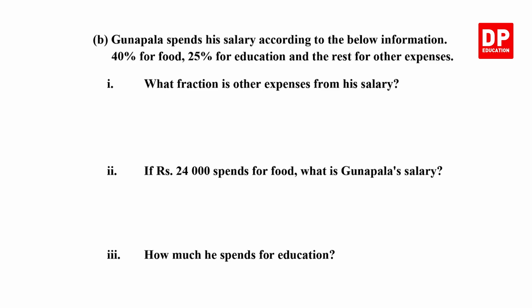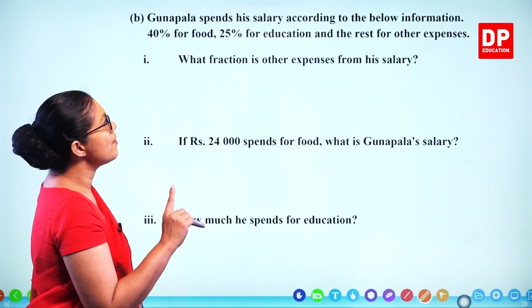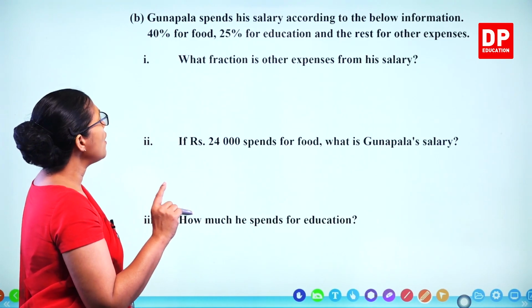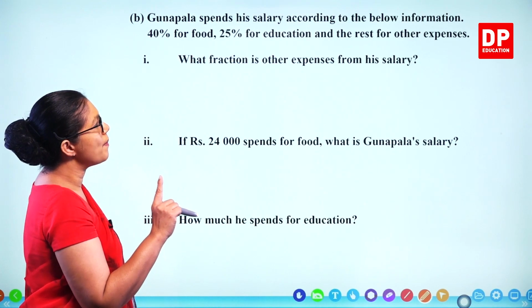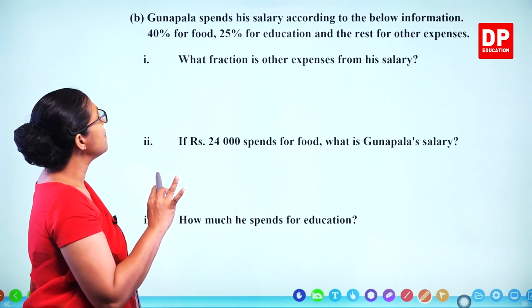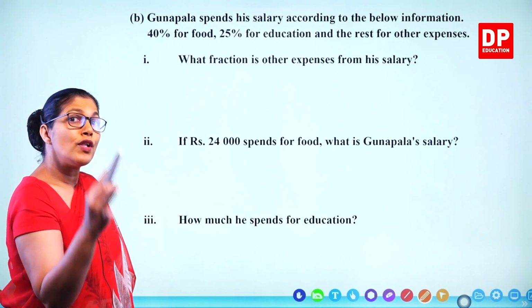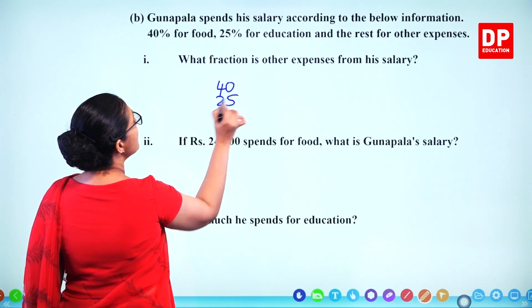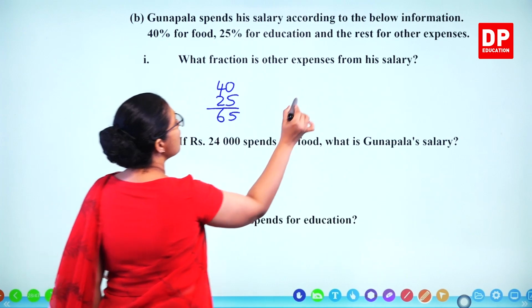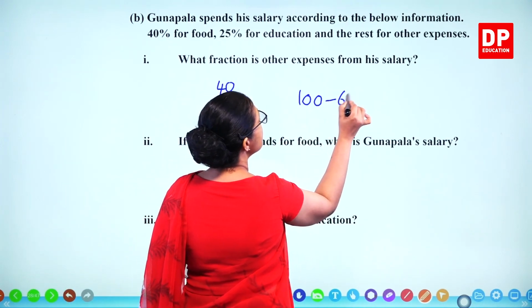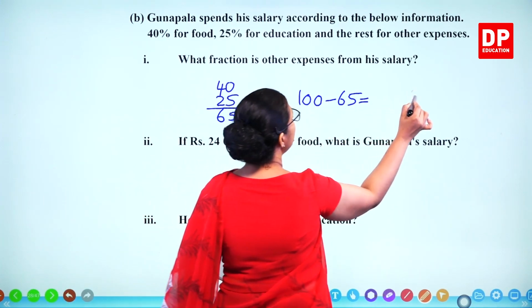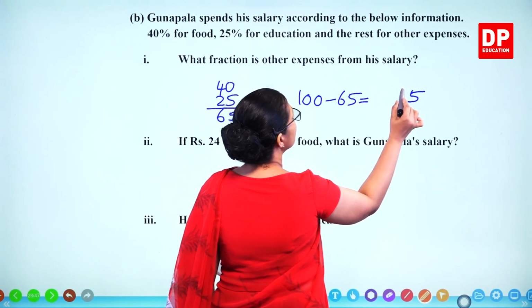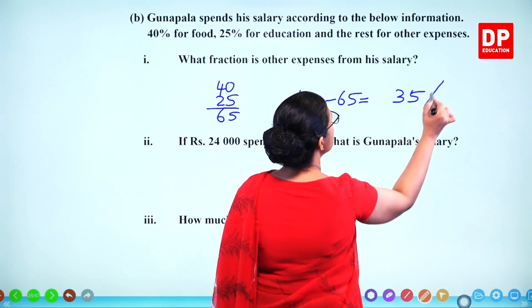40% for food, 25% for education, and the rest for other expenses. What fraction is other expenses from his salary? 40%, 25%. The full thing is 100%. So 40 plus 25, when you add it, you get 65. So 100 minus 65, 35%.